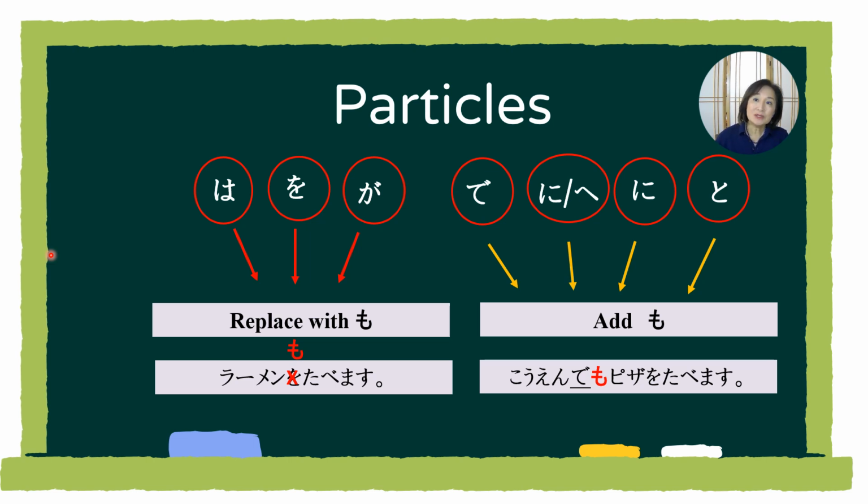To wrap up today's lesson, the particle も is used to indicate also or too, and shows shared activities or characteristics. When using も in a sentence with a verb, it replaces the particle は or が to show similarity. However, with other particles like で, に or へ, and と, you simply add も next to them, creating double particles. Keep that in mind and you'll master using も with ease.